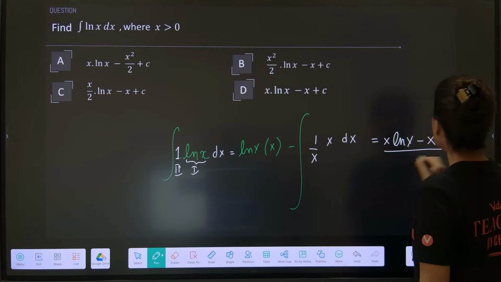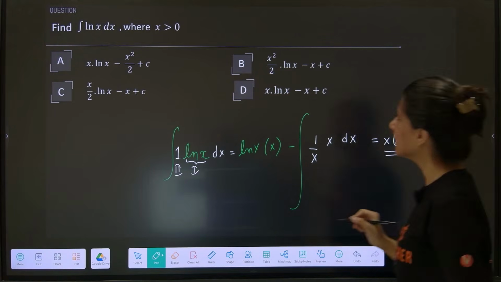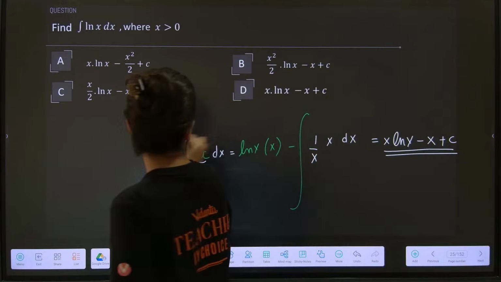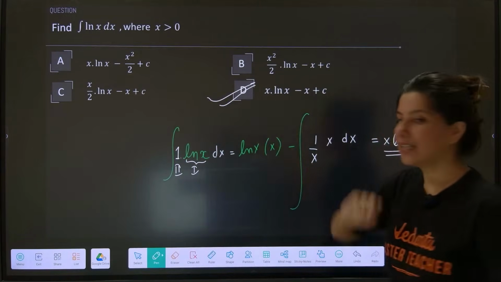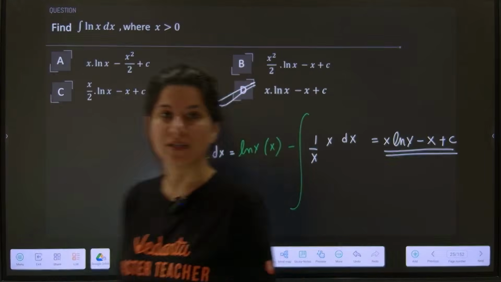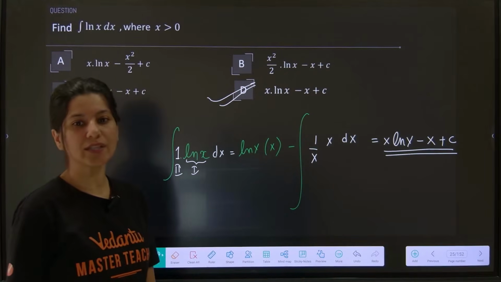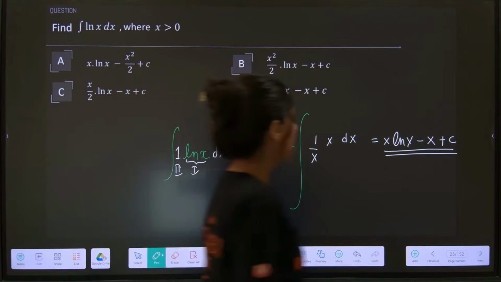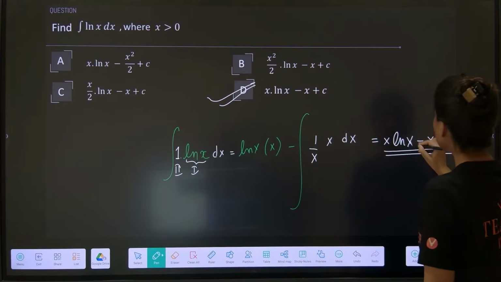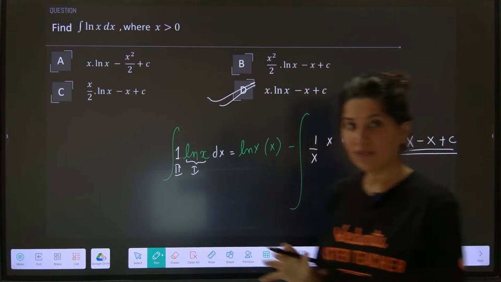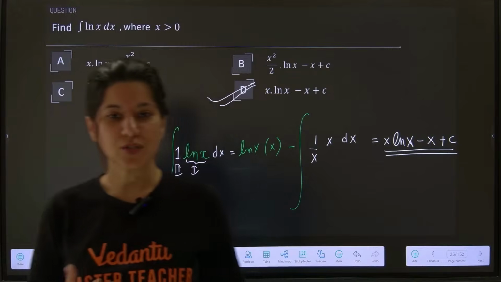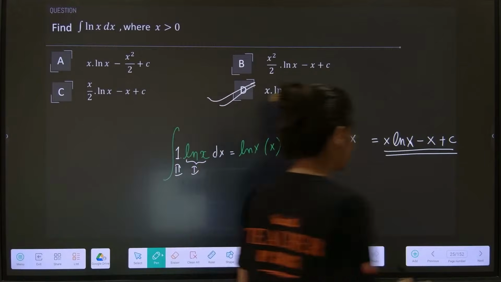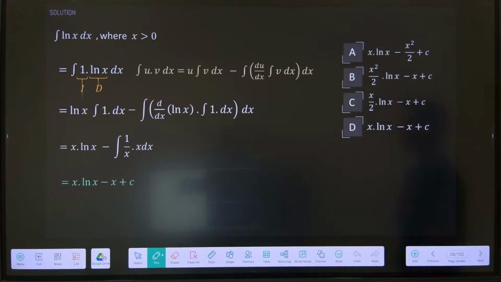And I have to remember it, x log x minus x. So integration of log x, remember it. X log x minus x. Log x is such an important function. You should remember, even if this is not a formula, but you should remember it. X log x minus x is the integration of log x.